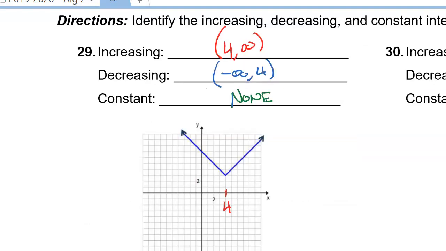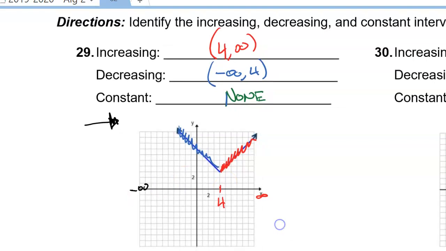In number 29, we see we are increasing. The graph is going up in this portion, and that is starting at x is equal to 4 all the way to positive infinity. We see the graph is going down in this portion of the graph as I look, as always, left to right across the graph. So that's negative infinity to 4, and there is no place where the graph is flat.